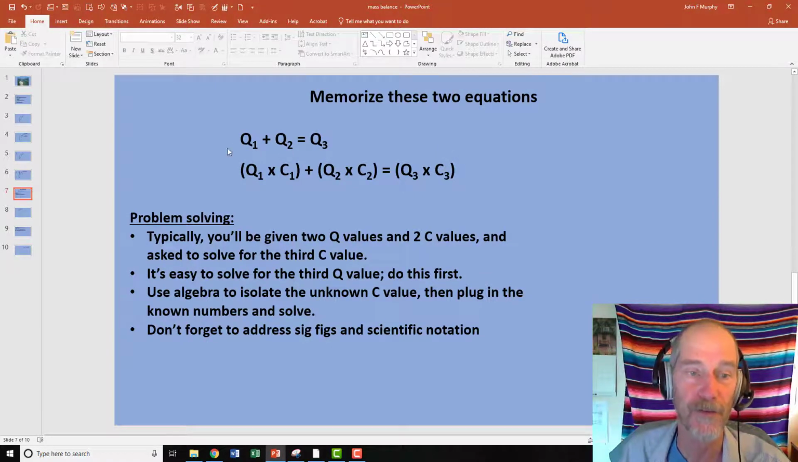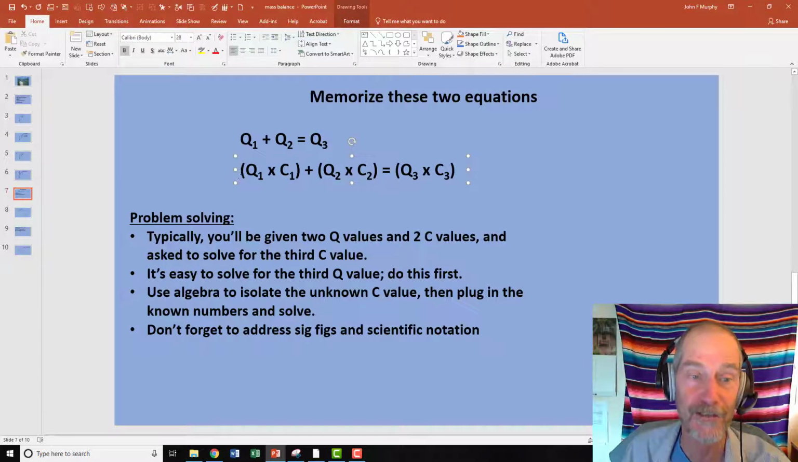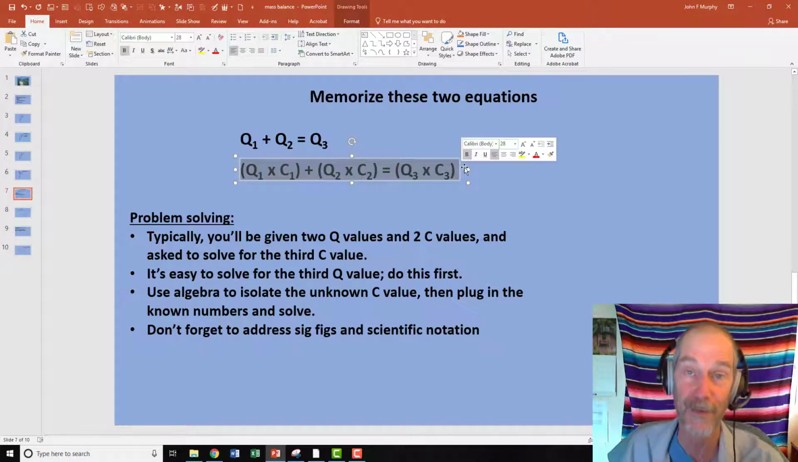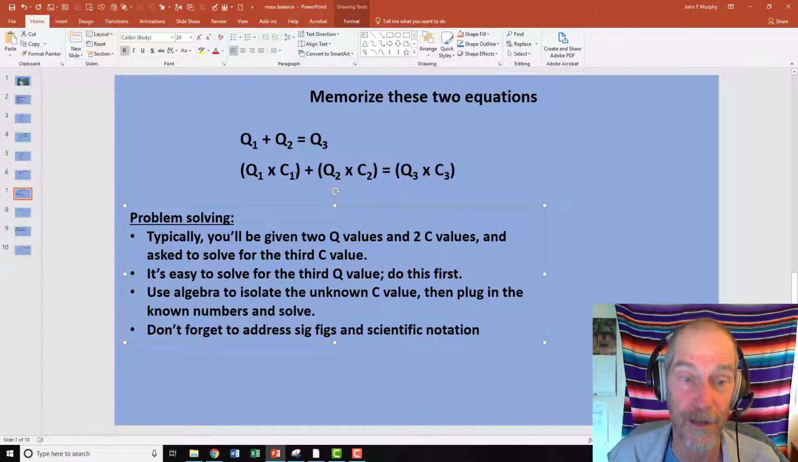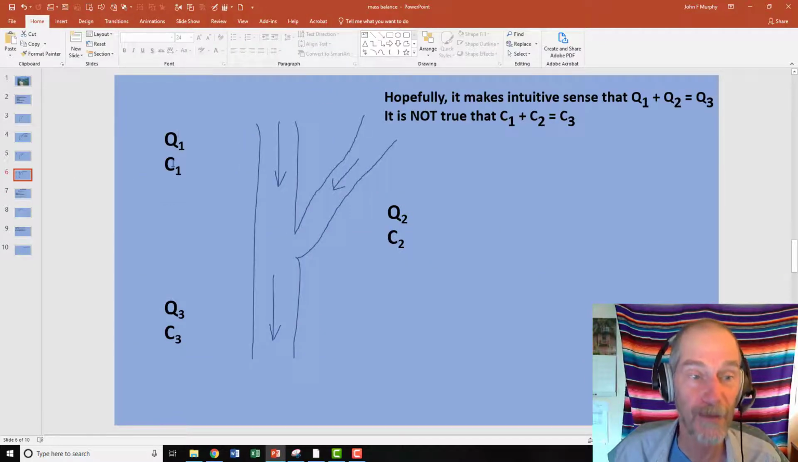So memorize these two equations. First, Q1 plus Q2 equals Q3, what I just said. It should make intuitive sense that that's true. You might not even have to memorize it if you just remember the concept, not the equation. The second one is the hard one. This is the mass balance equation. This is it, and you need to memorize it, and you need to be able to work with it algebraically. So Q1 times C1 plus Q2 times C2 equals Q3 times C3. Okay, which means if you multiply these two and add it to the product of these two, that equals the product of these two.